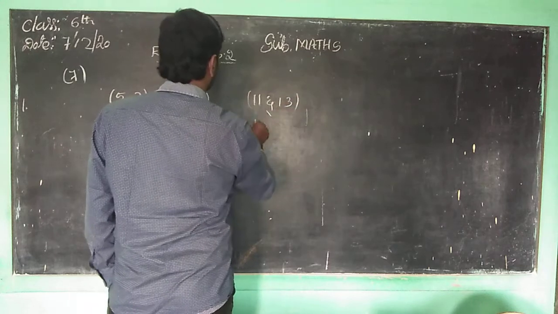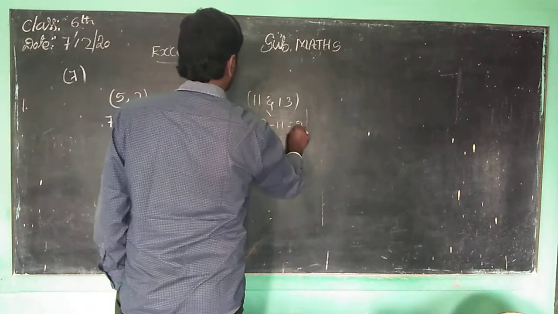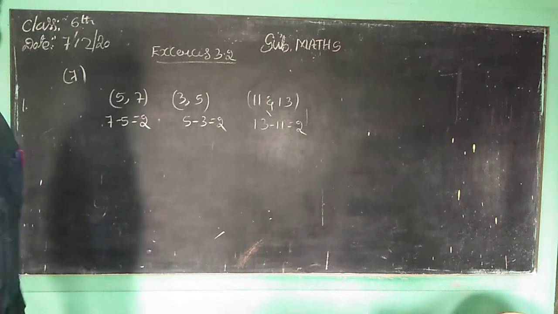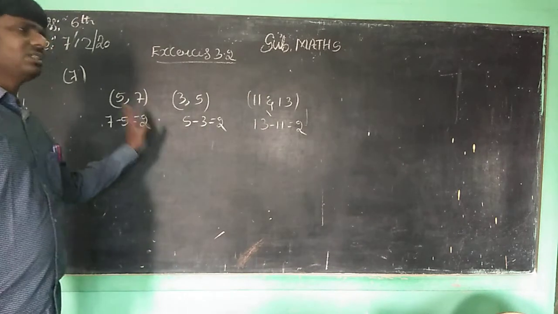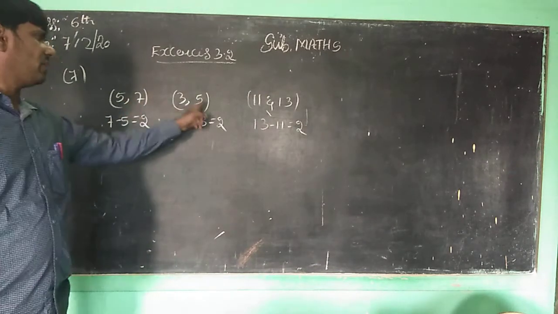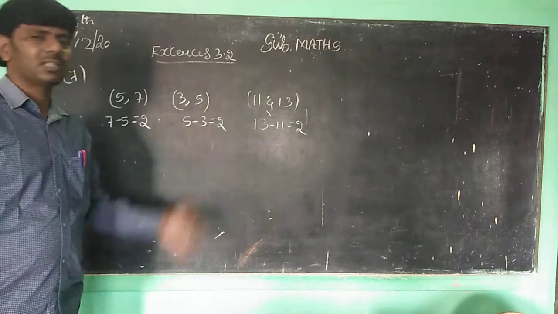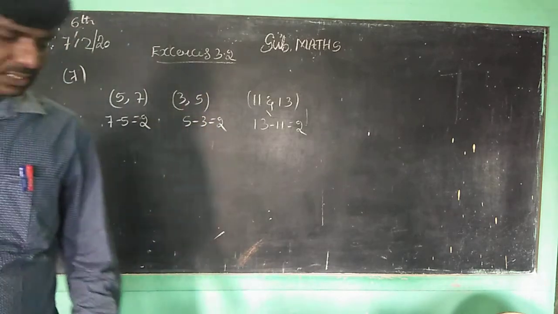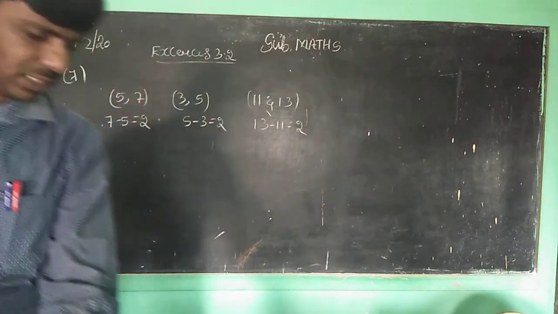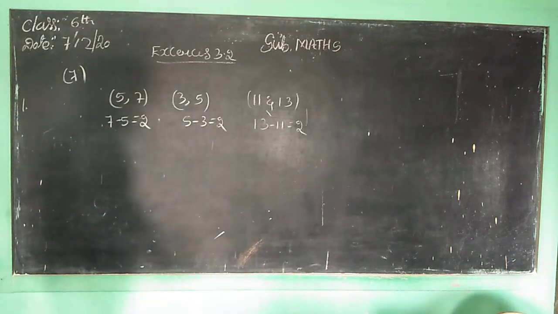Here also 13 minus 11 is equal to 2. Then also prime numbers whose difference is 2: 7 minus 5 is equal to 2, 5 minus 3 is equal to 2, 13 minus 11 is equal to 2. Correct children? So children, next question you want to take.